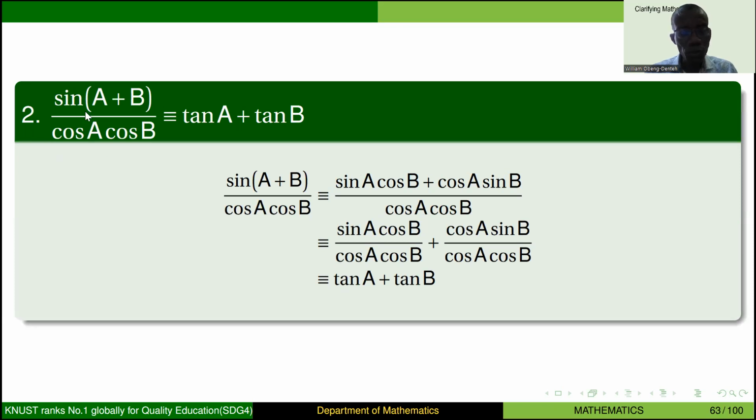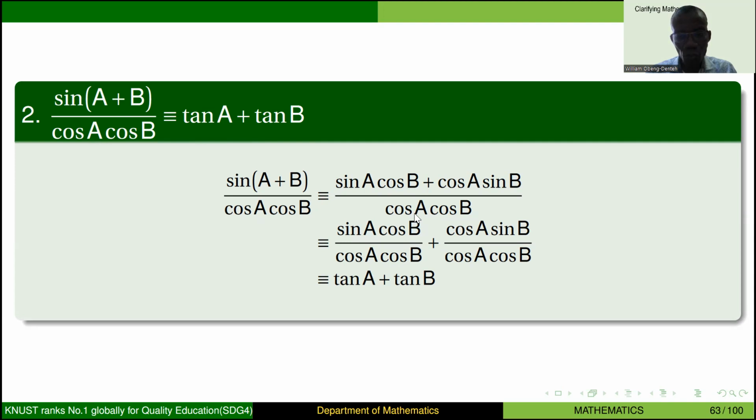We want to show that the left-hand side is equal to the right-hand side. We can also move from the right-hand side to the left-hand side. So we are going to use the compound angles to express this. So sine A plus B gives us sine A cos B plus cos A sine B all over cos A cos B. Now this plus this, a term and that's a term, so all of them will be over the cos A cos B. So you have sine A cos B over cos A cos B.